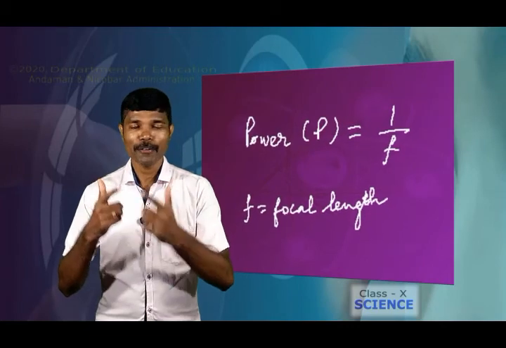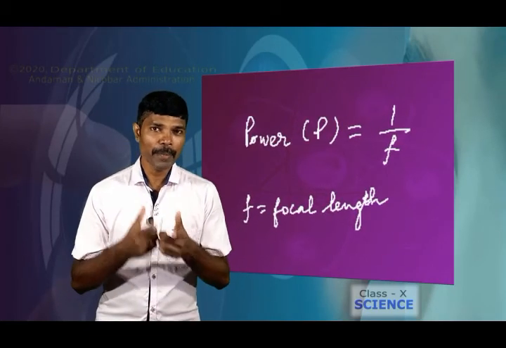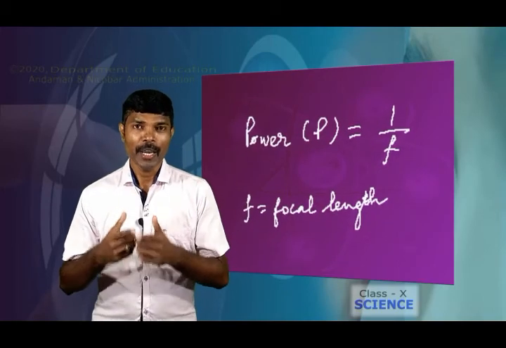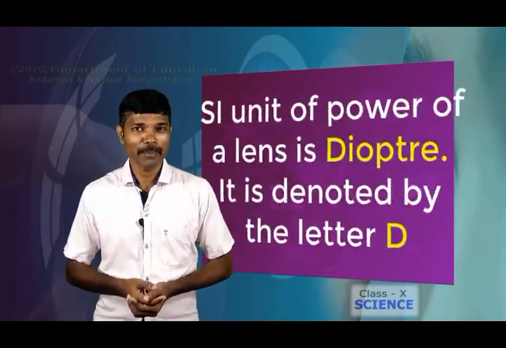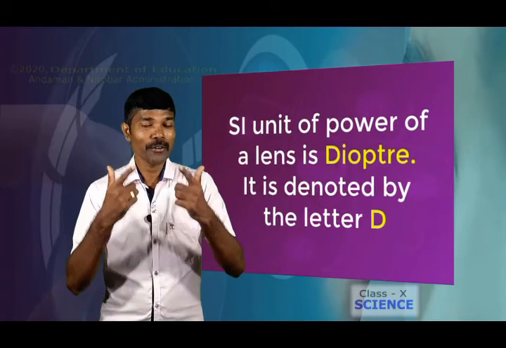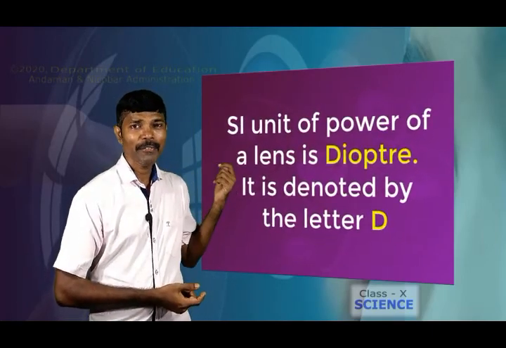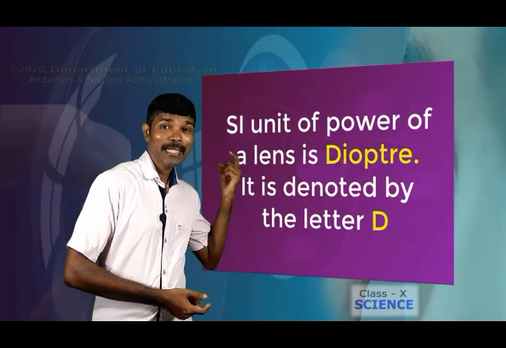Here the power of a lens is denoted by the letter P and the focal length must be expressed in meter. If the focal length is expressed in meter, then the unit of power will be diopter. As you can see here, simply we can write as capital D.